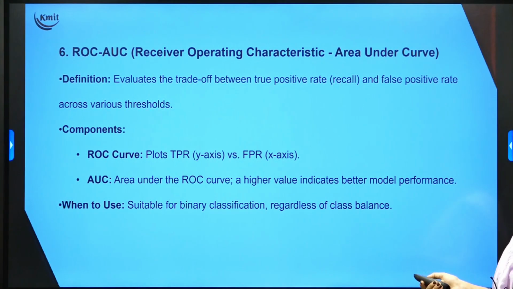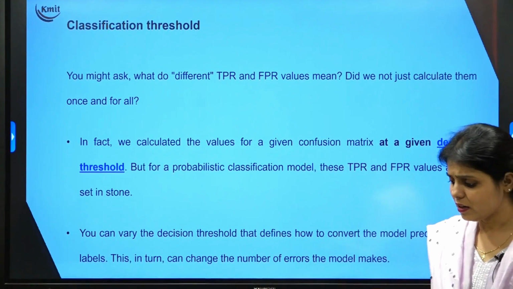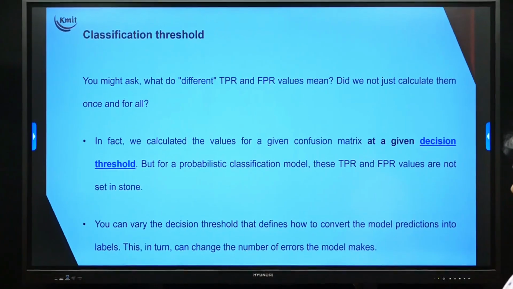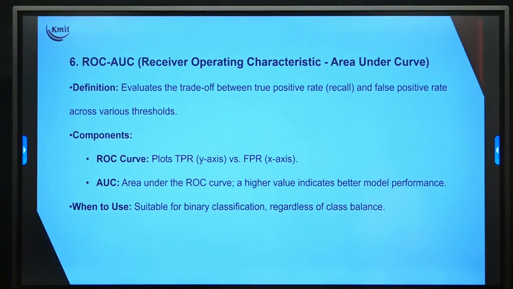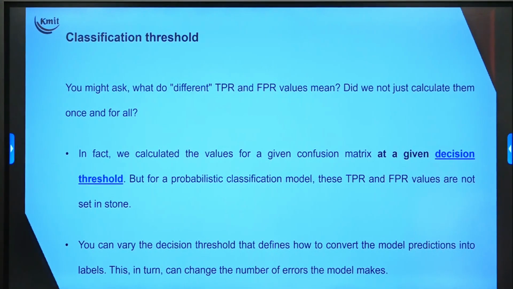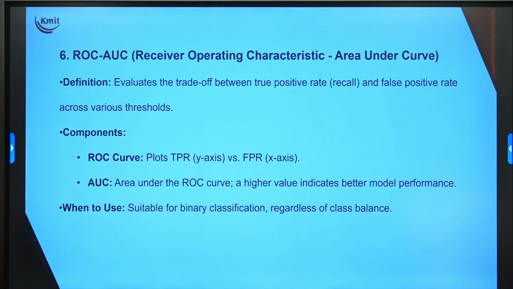Okay, now let's see this. Before we get into the ROC curve and AUC, area under curve, we will understand what a classification threshold is. What do different TPR and FPR values mean? You must be having this question. Already we have calculated what TPR and FPR are, and then why do we have to go for ROC, and why do we have to go for area under curve?